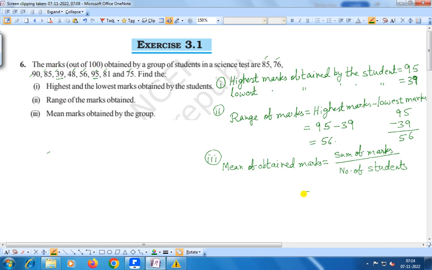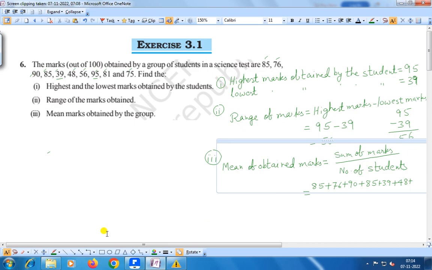Right, that is equal to, you have to add all the sum, that is 85 plus 76 plus 90 plus 85 plus 39 plus 48 plus 56. We have to again write the number from here. That is, we rub this one.